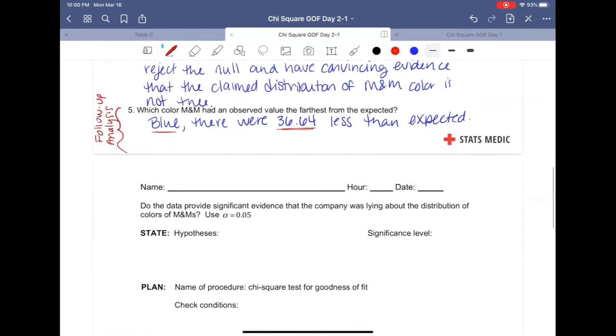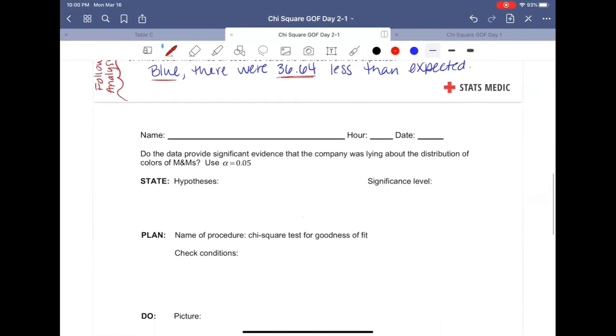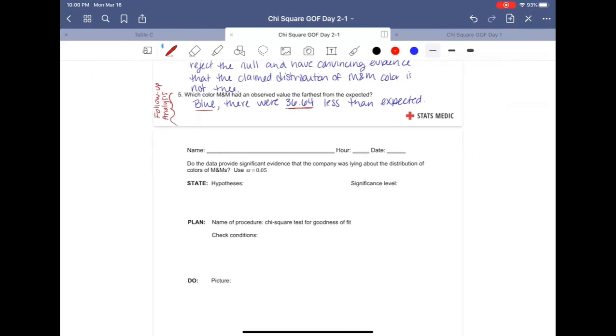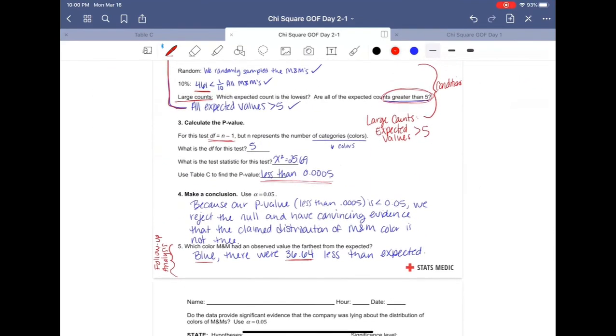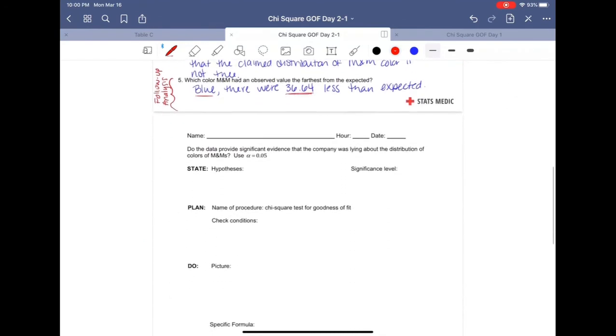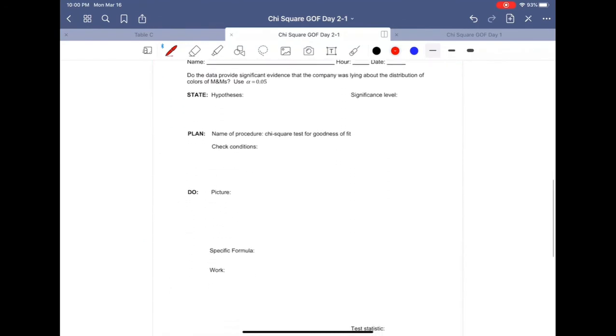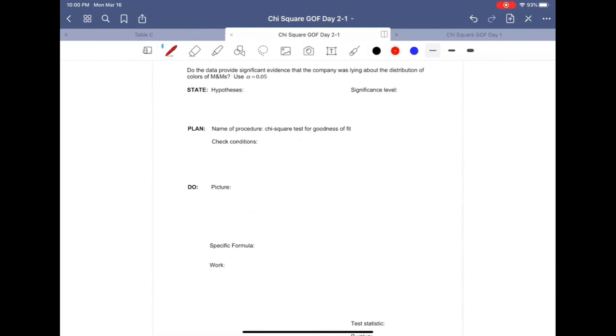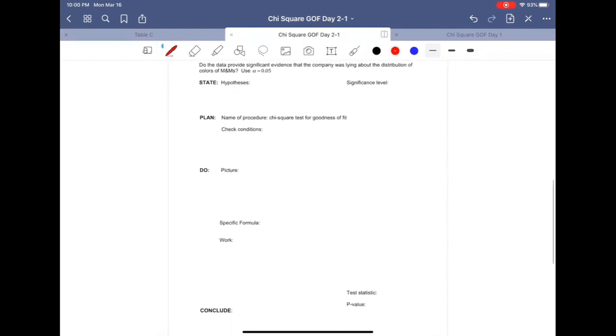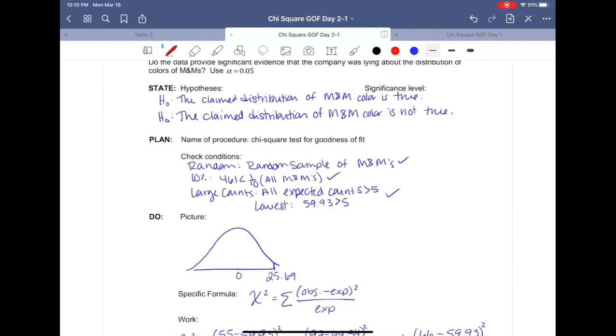Okay, so what I'd like you to do now is to go ahead and turn all of that information, so we've already done all the pieces that we need, but we need to turn it into a full significance test. And by that I mean we're going to put it into our 4-step process. So we're going to do this full state, plan, do, conclude for our chi-square goodness of fit test. So I'd like you to take a few minutes and work through the rest of this page, pause the video, and when you're done, we'll go over the answers.